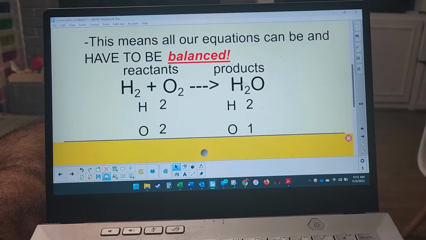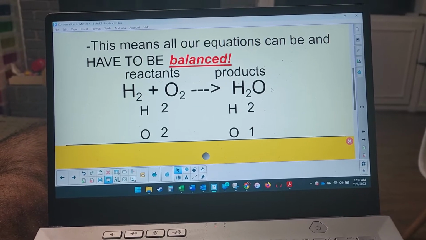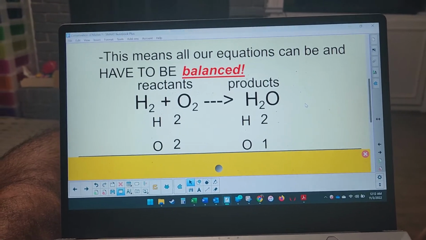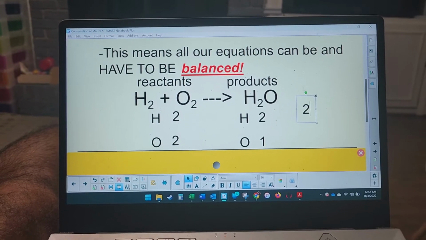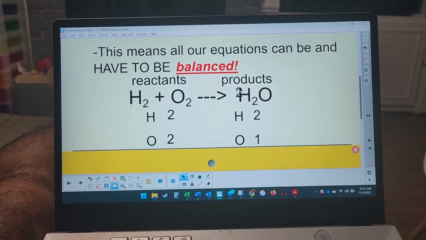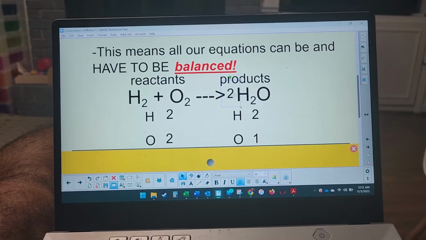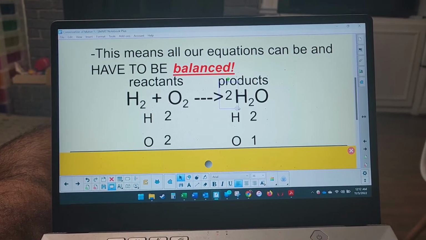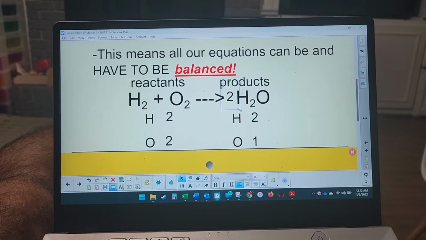Over here, we see this is H2O, right? There's 1 H2O, 1 water. Well, what we're going to do is we're going to bring in a second water. And we're going to bring it in by me putting a number right here in front. This is called a coefficient. Please say coefficient because you need to know that word.